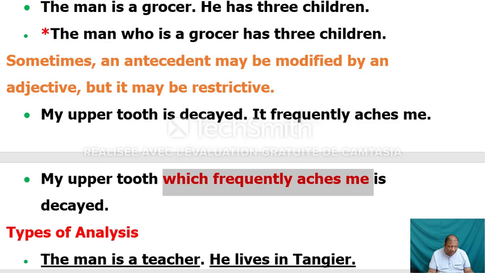Am I clear? Okay, so pay attention: when an adjective modifies a noun, it doesn't mean that whenever you see an adjective, it's non-restrictive. No, pay attention. When I say first, negate second or third. But when I say upper, how many upper teeth do you have? You have many. And which one you are talking about, we don't know.